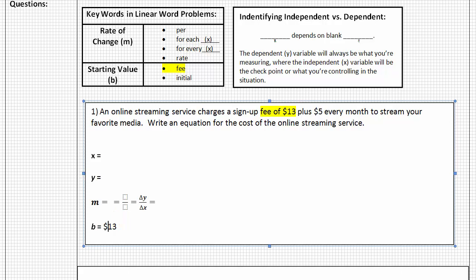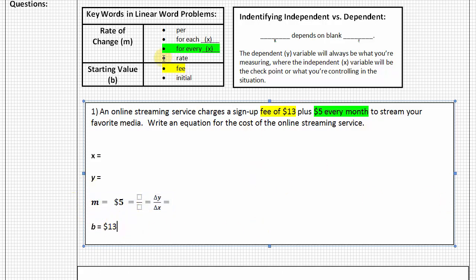And then I also have to pay $5 every month. Well, for each or for every, that right here is giving me my rate of change. And so my m value is going to be $5. So we've got our m and we've got our b.